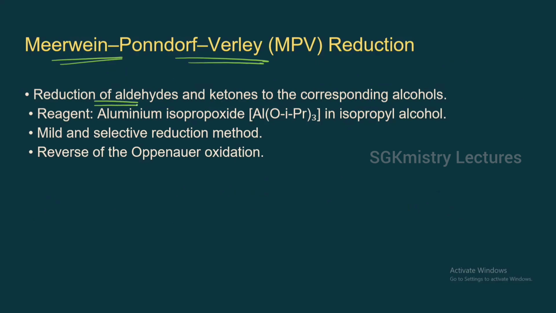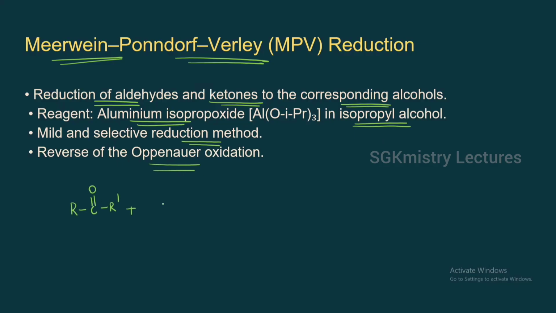So it involves the reduction of aldehydes and ketones to the corresponding alcohols. Mainly we use aluminum isopropoxide in the presence of isopropyl alcohol. It is a mild and selective reduction method and is opposite to that of the Oppenauer oxidation, about which we will be discussing a bit later. So let us look into the general reaction.